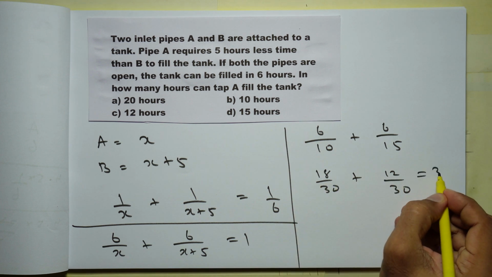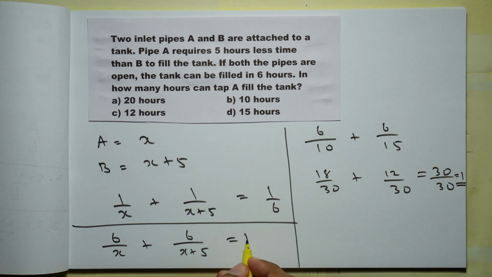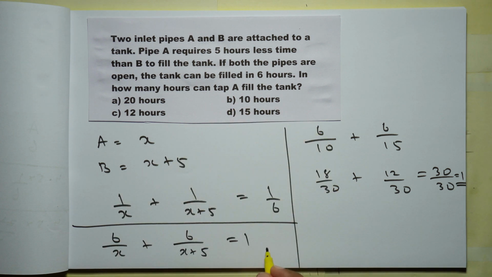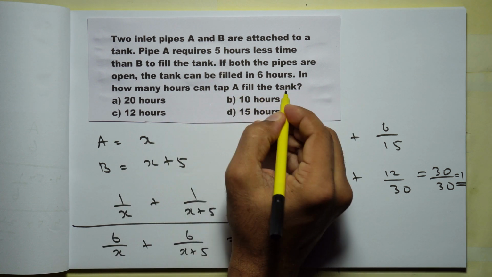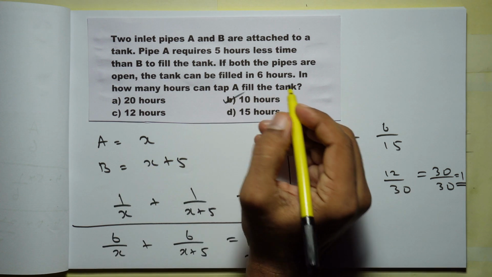18 plus 12 is 30. So 30 by 30, that is equal to 1. So that is equal to the right hand side of this equation. So x is equal to 10 satisfies. Hence 10 is the solution to this equation. So the value of x is equal to 10. In how many hours can tap A fill the tank? That is in x hours, and x is equal to 10, option B.